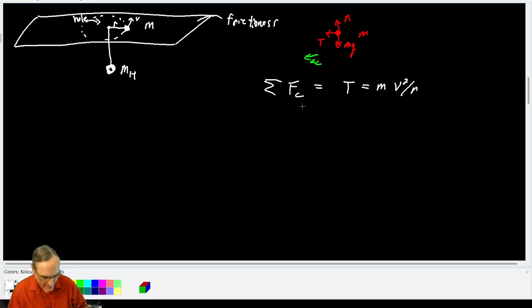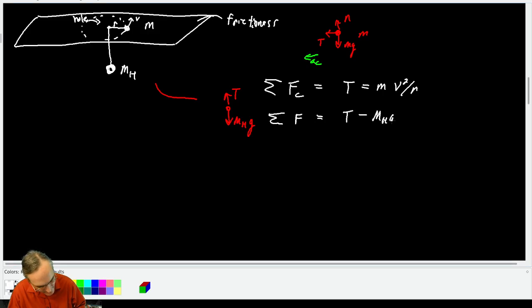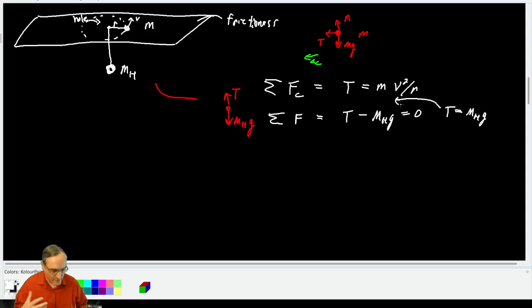In this particular case, we can actually make use of the other object. Here, it's supported by a tension T, and as long as it isn't accelerating, we'd have m_h times g. So the sum of forces would give T minus m_h g equals 0, which gives us the size of our tension force. And we can make use of that back in the original equation to figure out something about what the speed would have to be to make it go in a circle of a particular size. That's kind of the standard way this is going to work.